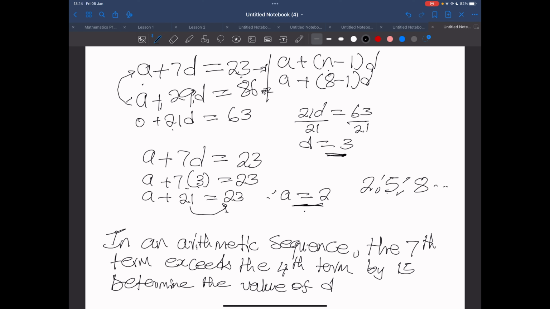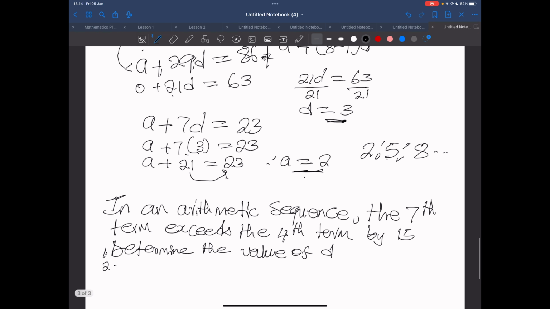So, maybe let's say this is question number one, this is question number two. Question number two, determine the value of a if term number 7 equals 13. Now we are going to look at this. This is another example of where we can apply the general term n equals a plus n minus 1 d.